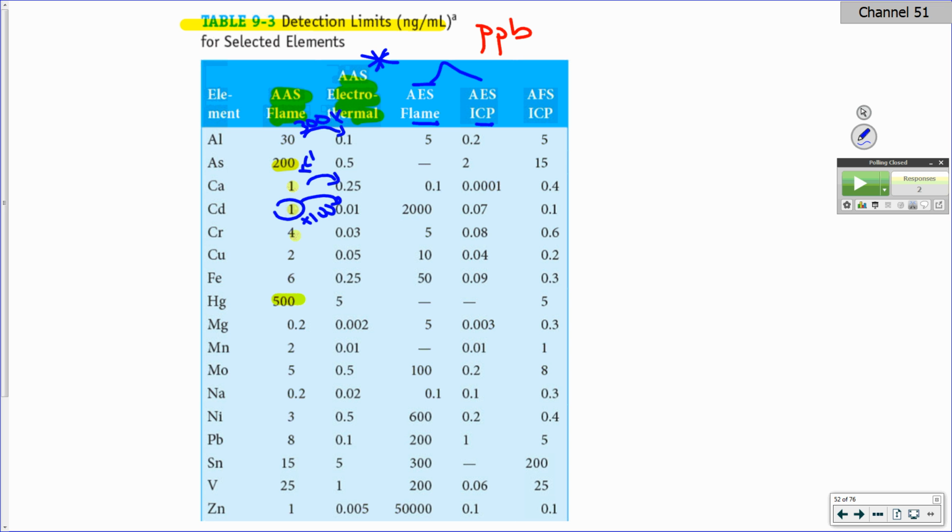But element to element, there's a lot of variation. So there's no perfect technique that analyzes all of them to great detail. In general, the emission techniques are a little bit more sensitive than most of the other techniques. But there are examples like if we look at calcium, if I really want to see calcium low, the emission spectroscopy and the ICP is the way to go.